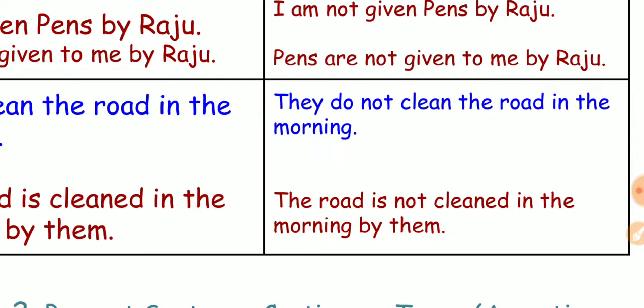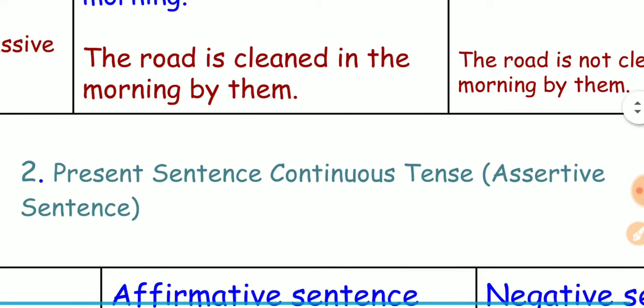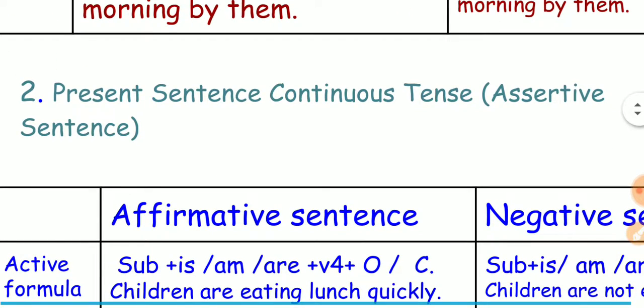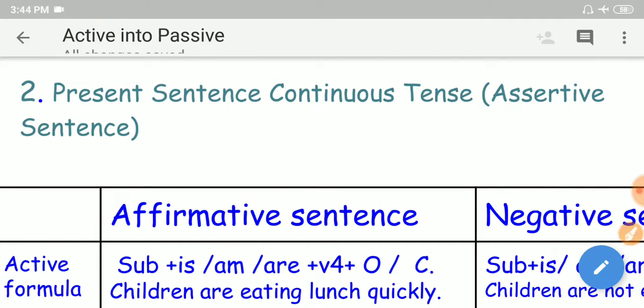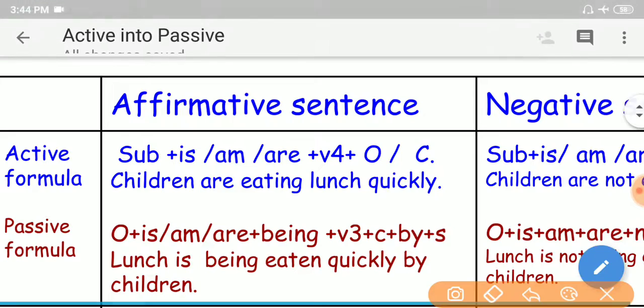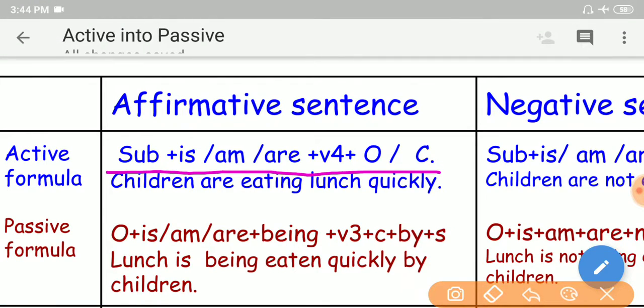Let us go with the other tense, my dear friends. What is that other tense? Present continuous tense. So what is the formula of present continuous? Here is the formula: subject plus is/am/are plus V4 plus object or complement. Example: children are eating lunch quickly. This is the example of active present continuous tense, my dear friends.